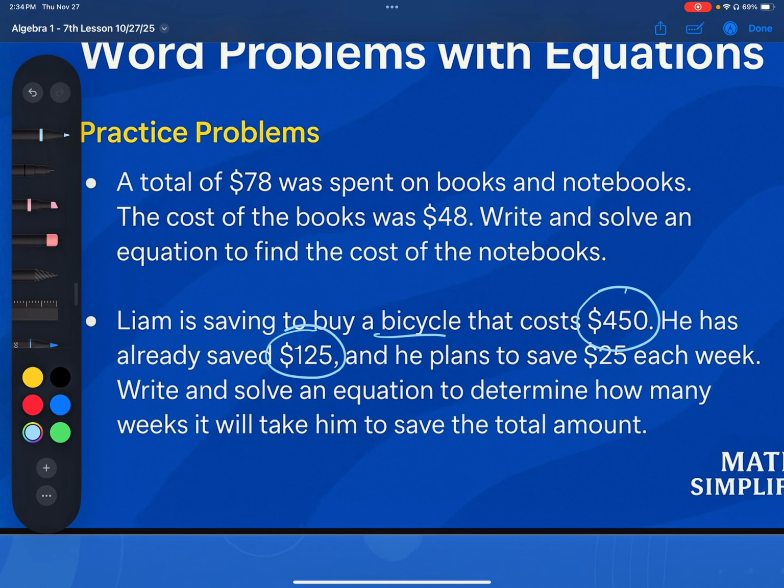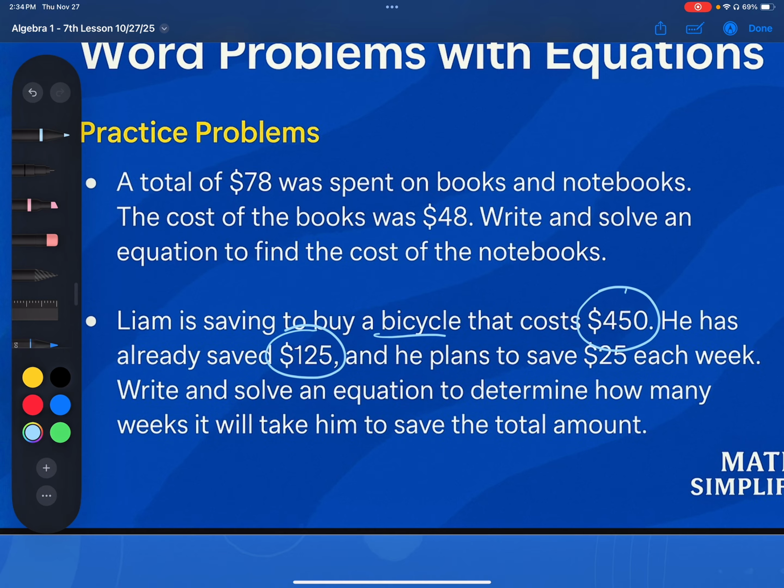When I mean contribution, that means we're adding that since we already have that amount saved, okay? And that's also fixed amount. When I mean fixed amount, it means that it doesn't have a variable with it, since that number won't change since it's already there.